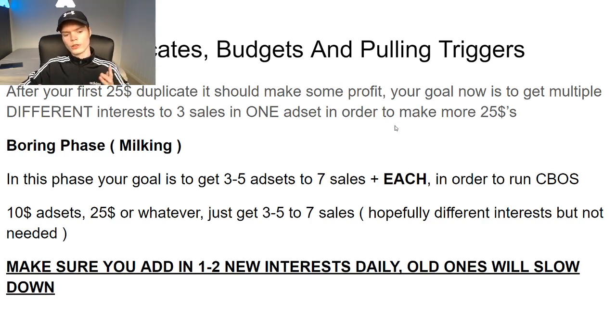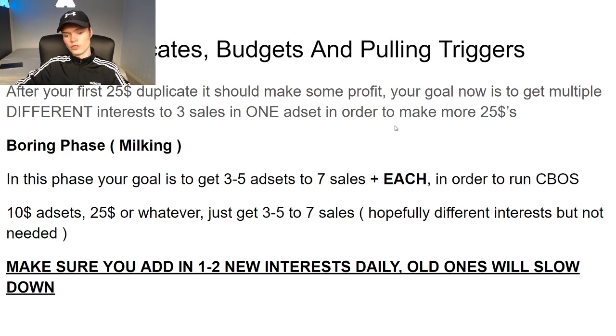Your goal now is to get multiple different interests into a 3 sale ad set in order to make more $25 ads. That means you want to have one of your ad sets, which means obviously one of your interests, at 3 sales each, so you could get them up from $10 a day to $25 a day. So this obviously means, like I say down at the bottom, you want to add in 1 or 2 new interests daily. Sometimes you might even add in 5 daily. It depends on whatever you guys want to do.